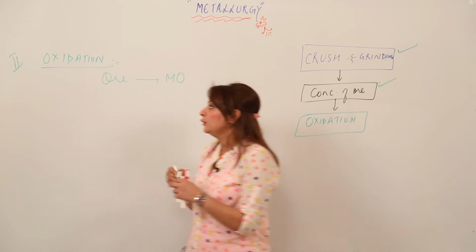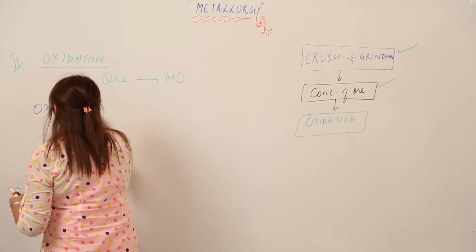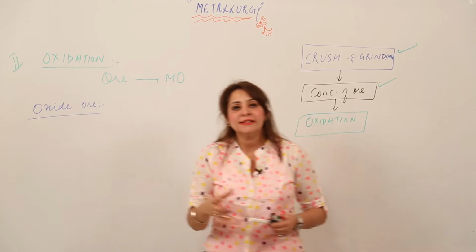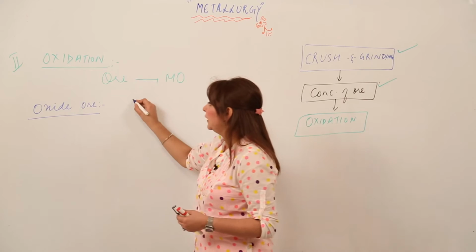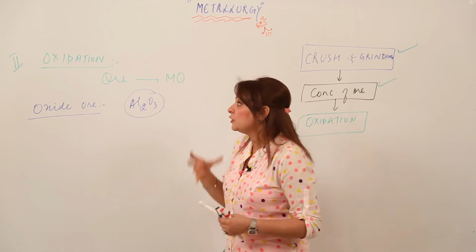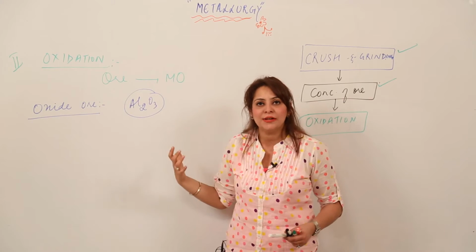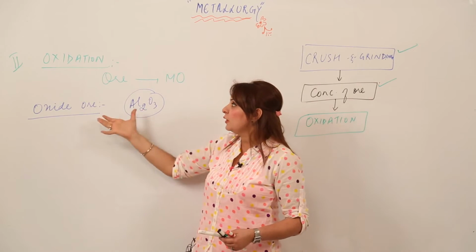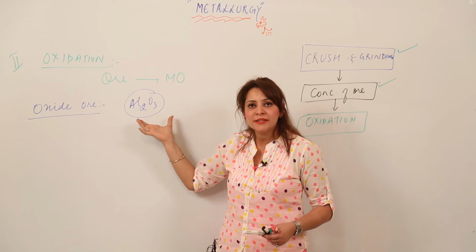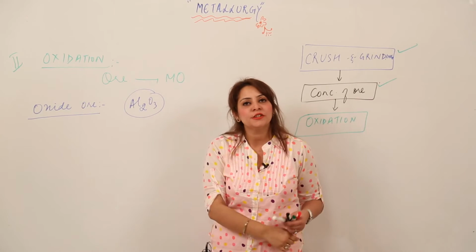So, first of all, if you have to oxidize the oxide ore, then what will you do, right? For example, if I tell you that we have the concentrated bauxite ore, which is Al2O3, which method will you employ for oxidation? I want you to answer it. If you have the oxide ore, as in the example, the concentrated bauxite ore, what method would you employ for oxidation?